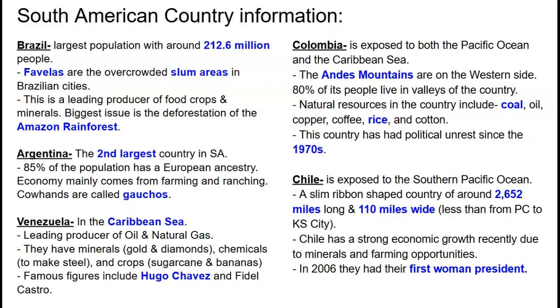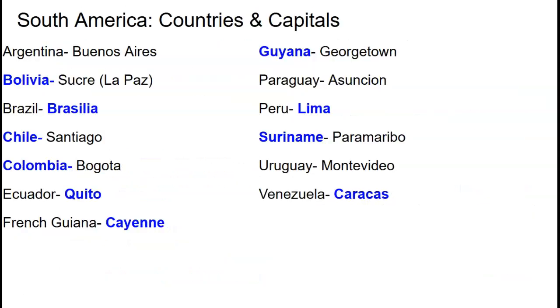In Chile, it is exposed to the southern Pacific Ocean. It's a slim ribbon country of around 2,652 miles long by only about 110 miles wide. So that's less space than from Pierce City to Kansas City. That's how skinny the country is. Chile has strong economic growth due to their minerals and farming opportunities. And in 2006, they had their very first woman president.